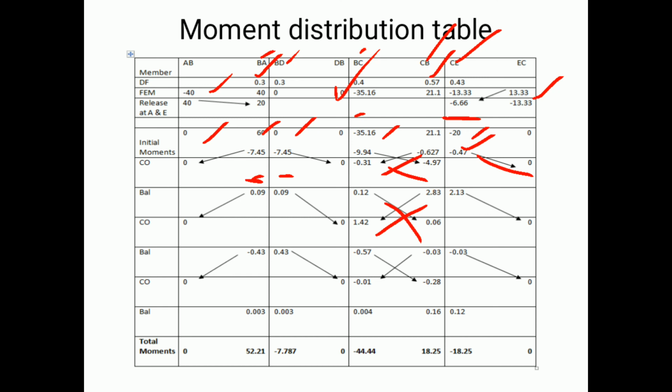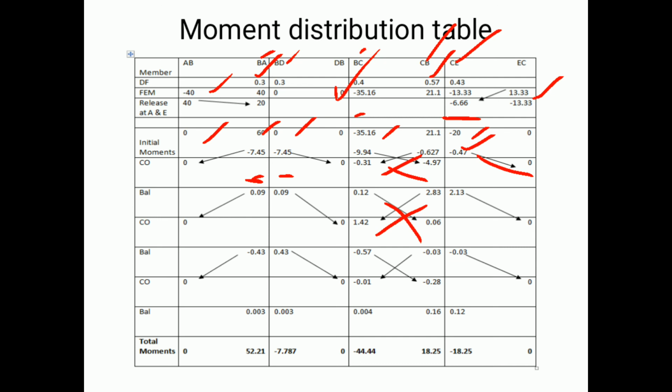into 0.3. So it will be minus 0.43, and then minus 0.43, and then minus 0.57. Here, why is it minus? Because 1.42 is an unbalanced moment of positive variation. In order to counteract that, it should be a negative value of the distributed moment.